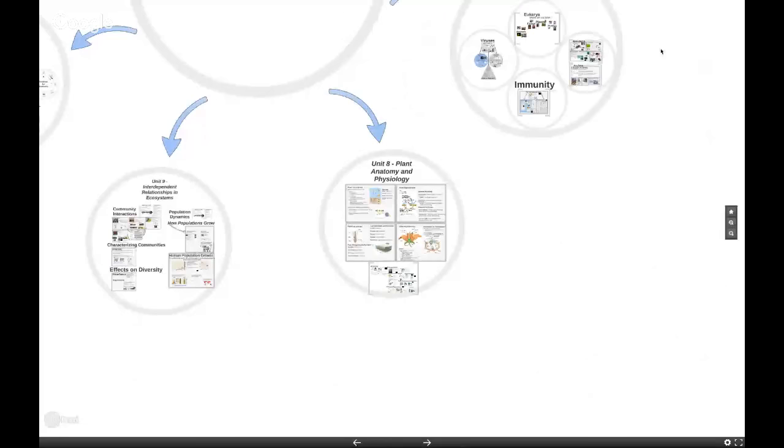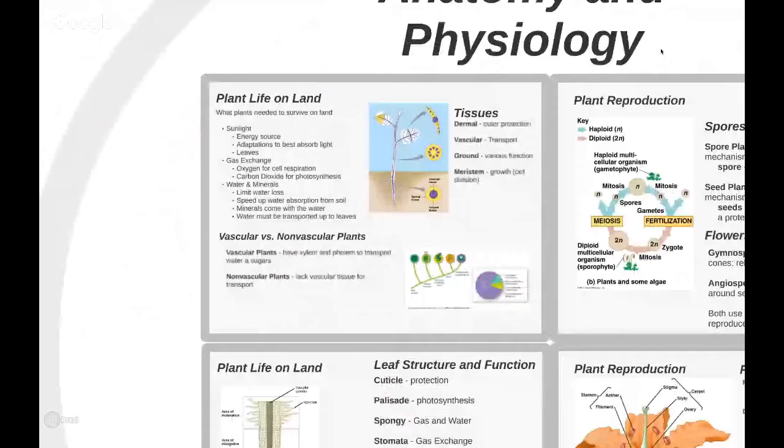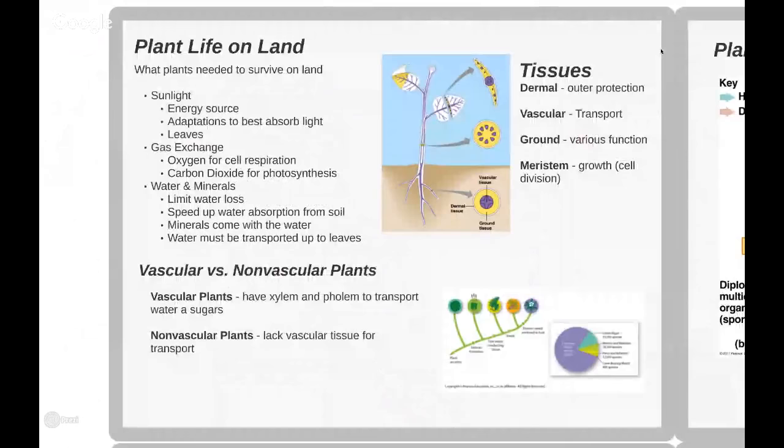All right, so plant anatomy and physiology, or form and function. I think I retitled it for this year. So basically, what you need to know about plants. Well, first, you know why plants have adapted to life on land. They get their energy from the sun, and they have adaptations that help them best absorb light. As plants have evolved, they've evolved ways of absorbing light better, which are their leaves.